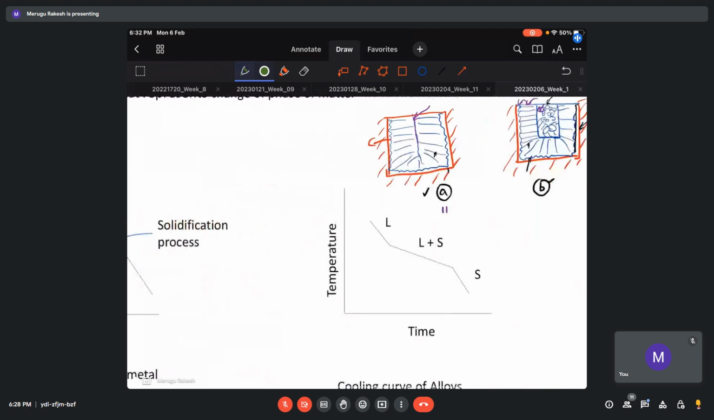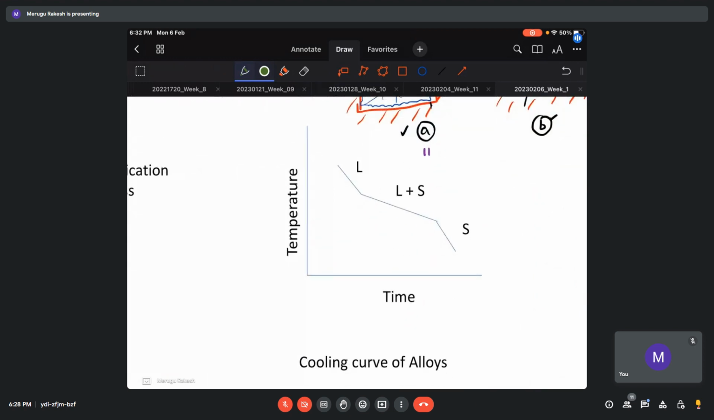But if you come to alloys, this curve is no longer a straight line. It is an inclined line because of the combination of different types of elements. Some examples: if you want, I can give copper-nickel as one best example, and zinc-tin. If you look at these types of figures for a particular composition, these cooling curves will be for one particular composition.